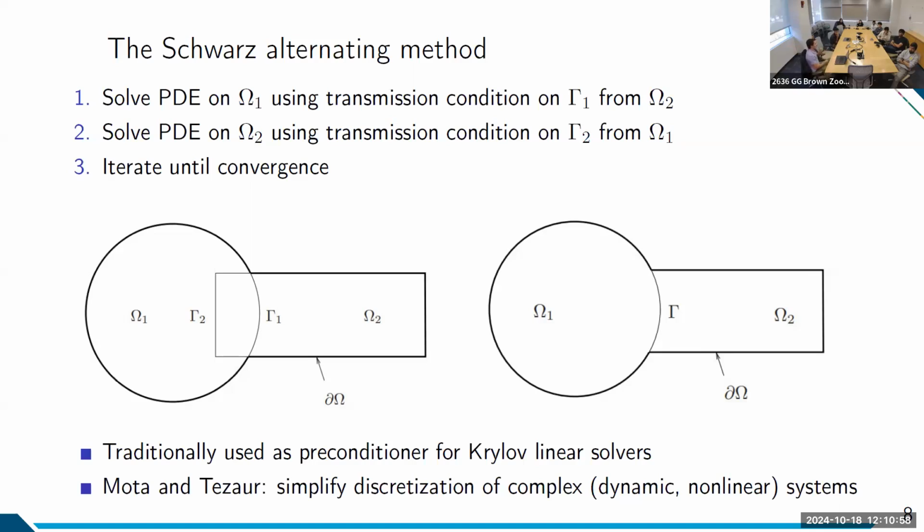But the big leap that was taken a little under a decade ago by Alejandro Mota and Irina Tezar was to just use this as a way to simplify your discretization of very complex systems, but extending this to both dynamic systems and arbitrary and nonlinear systems, where you are, again, solving your governing nonlinear ODEs or PDEs on these separate domains, and then just specifying some sort of transmission boundary conditions. And you have theoretical guarantees that this will converge to your equivalent monolithic solution if you were to not split up this domain.